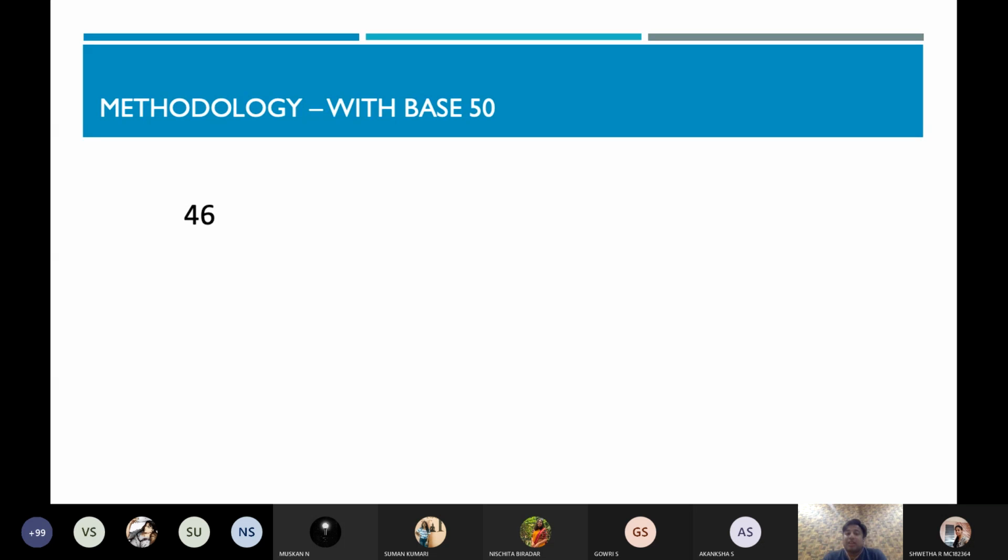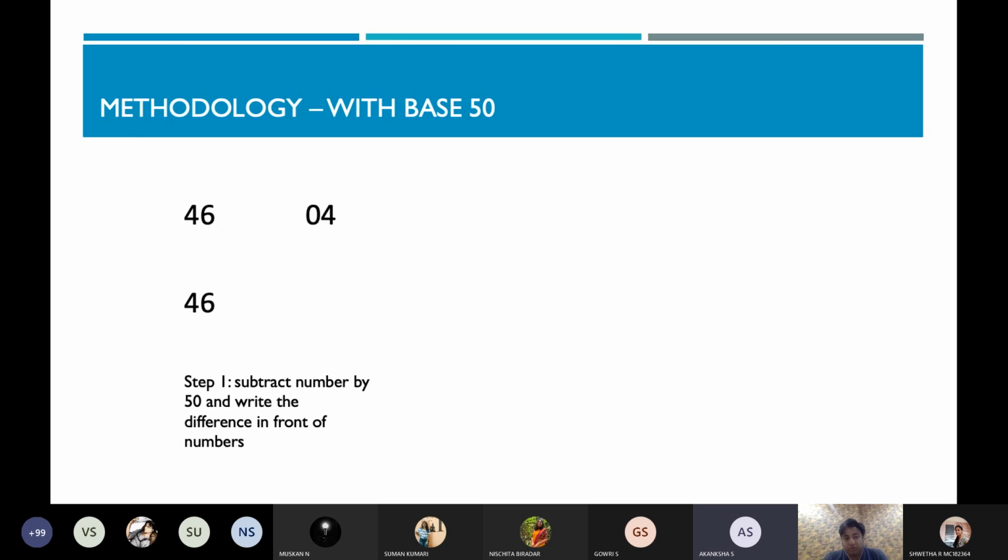My steps will remain the same as we did in base 100. But here in base 50, there are two changes that we have to make. Suppose I need to find the square of 46, right? Now instead of 100, I need to subtract 46 from 50, because we are talking about base 50 here and it's near to that. 50 minus 46 is how much?